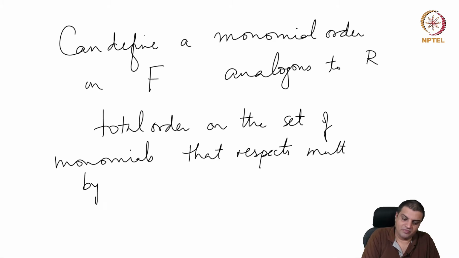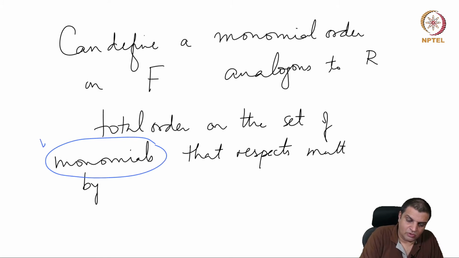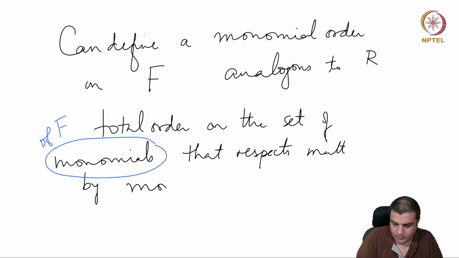Multiplication by, so these are monomials in F. So these are monomials of F that respects multiplication by monomials of R, and these are monomials of R.